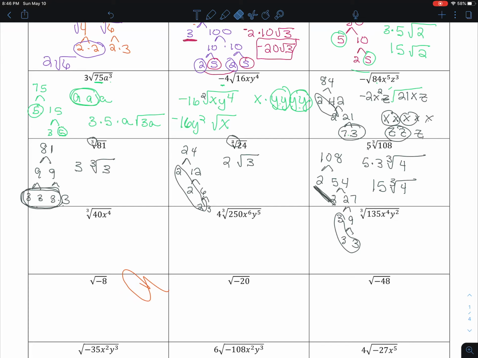All righty, let's look at this problem again. It's similar to what we've done before, but now we're just adding a variable. So we have 40, which is 5 times 8, and 8 is 2 times 4, and then 2 times 2. Oh, look, we have 3 of them, so the 3 comes out. Now, this x to the 4th, how many do I need to go out? I need 3. So I have 3 of those, so the x's will come out as 1, and I'm left with 5 and an x.